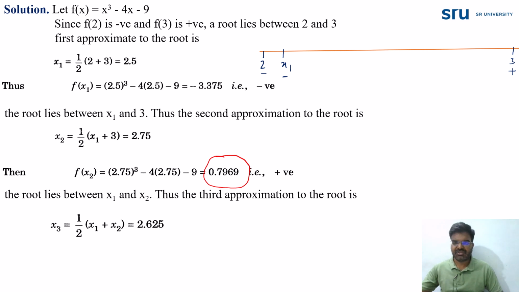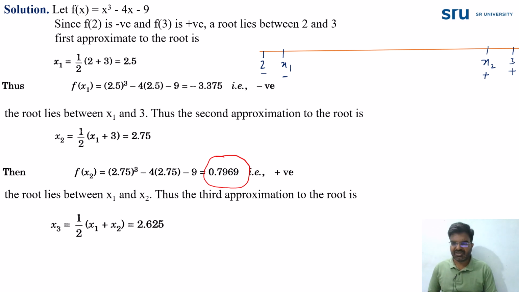Now I will mark x2 on the number line. Actually it is the midpoint of x1 and x3, but I don't want to write in the middle. Only for my convenience I can mark that x2 here. At x2 the function is positive. You can observe at x1 the function is negative, and at x2 the function is positive. So the root lies in between x1 and x2.